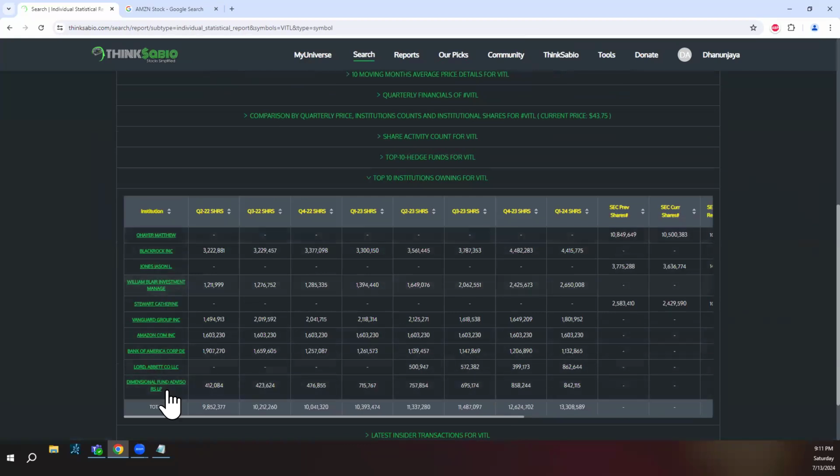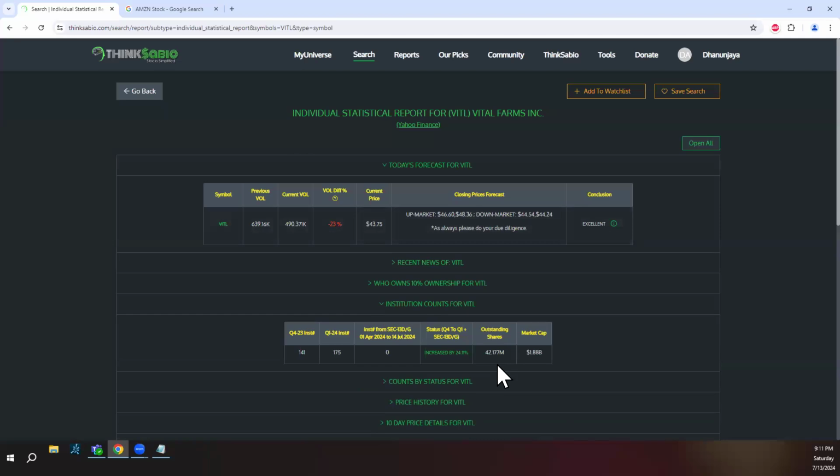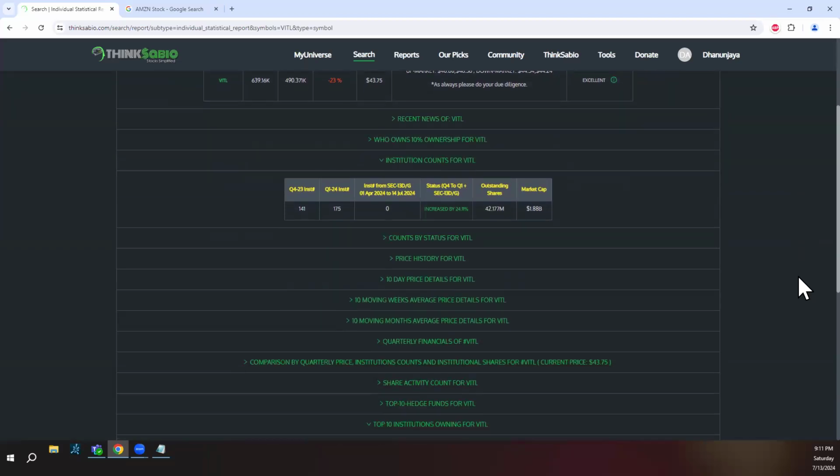So not here. Maybe, okay. You see here, Amazon invested. They have some chunk of 1.6 million shares. That's where you have to see total outstanding shares, how much is there, right? Where do you see outstanding shares? 42 million shares. Out of 42 million, 2 million is invested by Amazon.